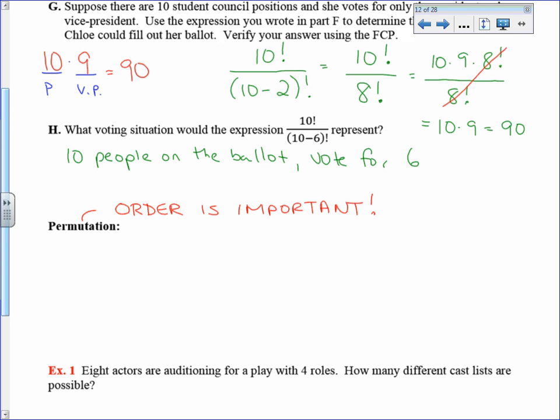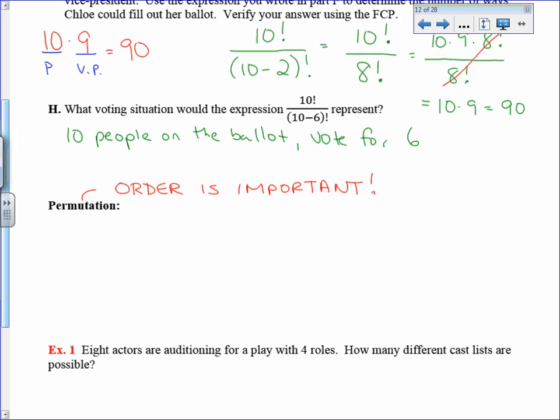If it was just a committee, 2 people on a committee, then Kaylee and Aurora is the same as Aurora and Kaylee. The way of thinking about a situation where order is never important is cards. When you have a hand of cards, the order that you put them in when you're looking at them doesn't matter, which means a 5-card hand is a 5-card hand, no matter how you have them organized. Everybody organizes their cards differently. So with cards, order isn't important, but in a situation where there are specific positions to fill, order is important.